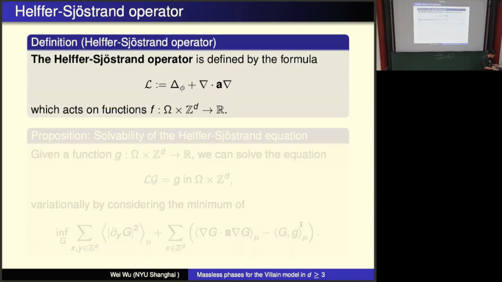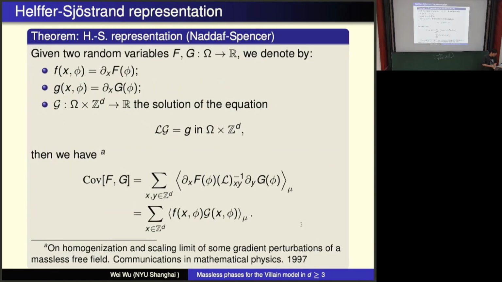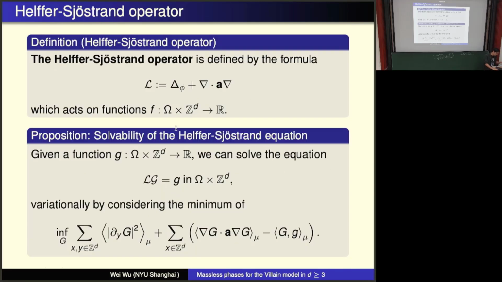So basically, the two-point function, if you look at the gradient phi model, is going to be some kind of annealed Green's function. And this is the Green's function not really associated to the Laplacian, but to a more complicated operator, which I wrote L here. This is the Helffer-Sjöstrand operator. So what is this guy?